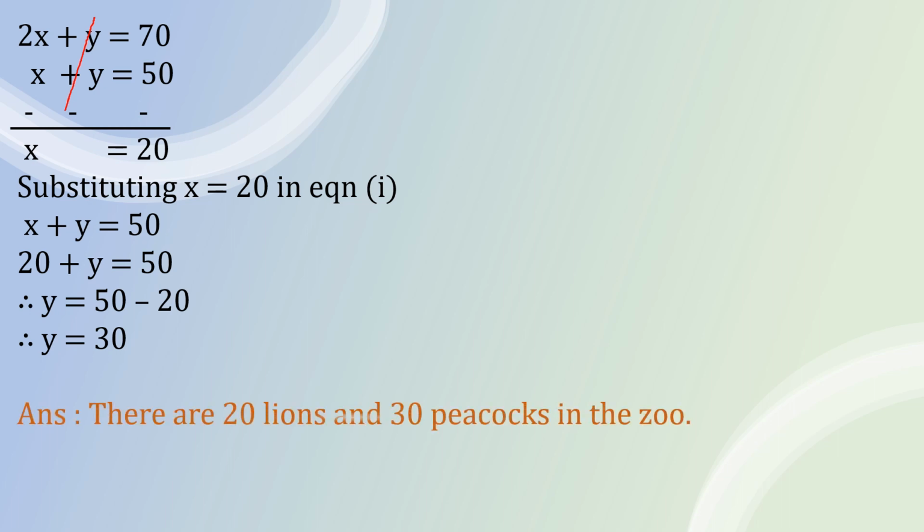So you'll write down the answer: there are 20 lions and 30 peacocks in the zoo. Okay students, if you put these values, that is x equal to 20 and y equal to 30, you'll get the total number of animals as 20 plus 30, that is 50, which means your variable answers are right. Okay, this way you can check your answer. Moving to the next question.